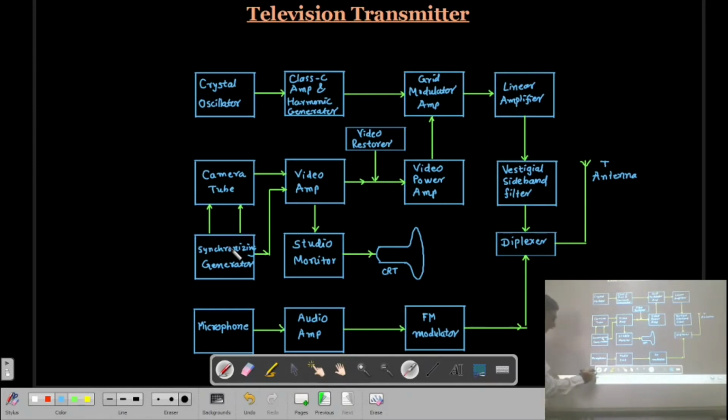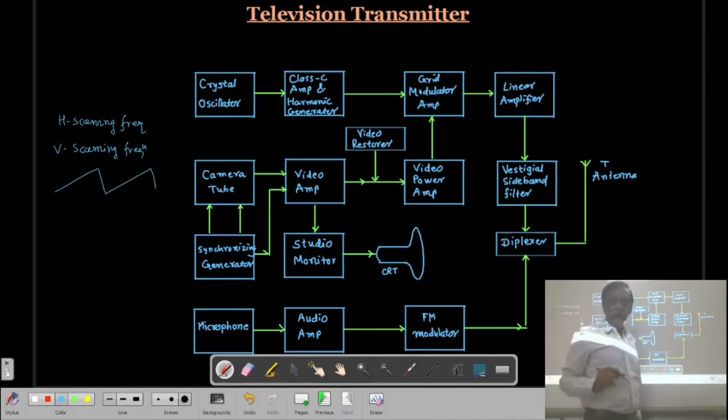So here if you look at this, what is a synchronizing generator? It is generating a horizontal scanning frequency, then the vertical scanning frequency. The horizontal and the vertical scanning frequency are a kind of sweep current. This sweep current is applied to a deflection coil of a camera tube so that the electron beam can move from left to right as well as from top to bottom.